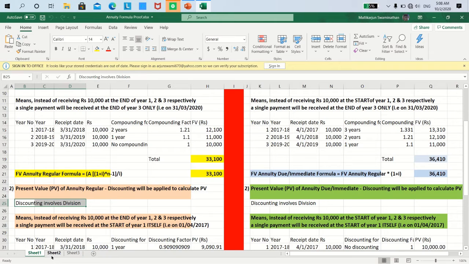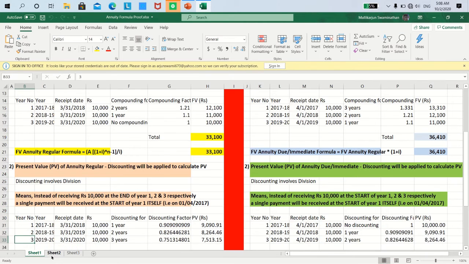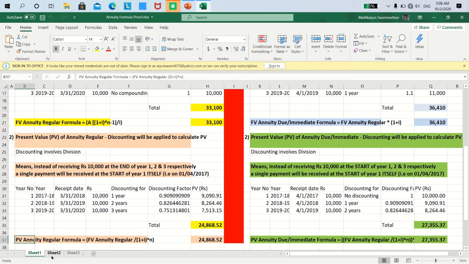Now, what is the meaning in this example? Instead of Mr. X paying the money on 31st of March 2018, the first installment, the second installment on 31st of March 2019, and the third installment on 31st of March 2020, now Mr. X is asked to pay all the three installments on the starting date itself, which I earlier said is assumed to be 1st of April 2017, highlighted in row 28, correct?